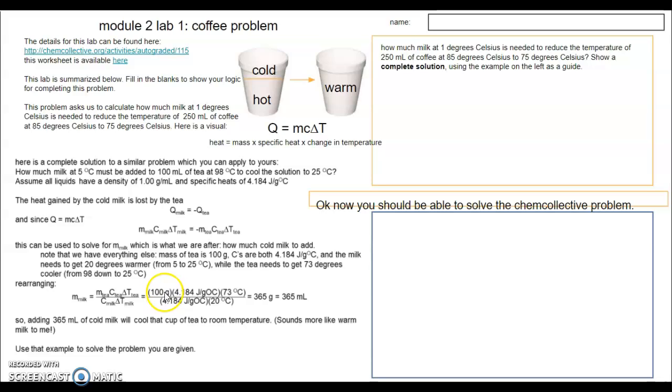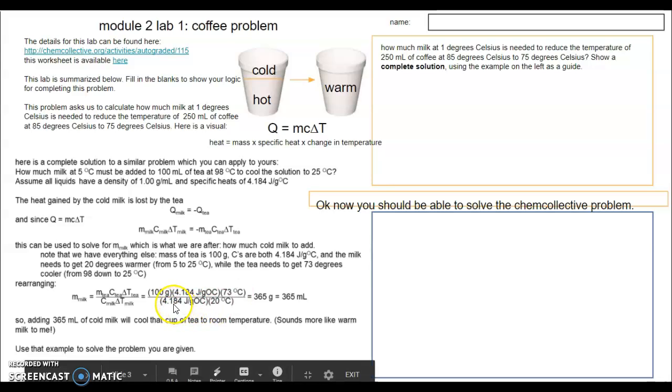Mass of the tea, got it. Specific heat of anything, got it. That should be a degree sign. The tea got 73 degrees cooler. Notice that that's ΔT, 98 to 25. I would not worry about negative signs. I'd report everything as positive because we simply need to know how much. Specific heat of the milk is the same. The milk got 20 degrees warmer, just reported as a positive value, and you'll get an answer of 365 grams.